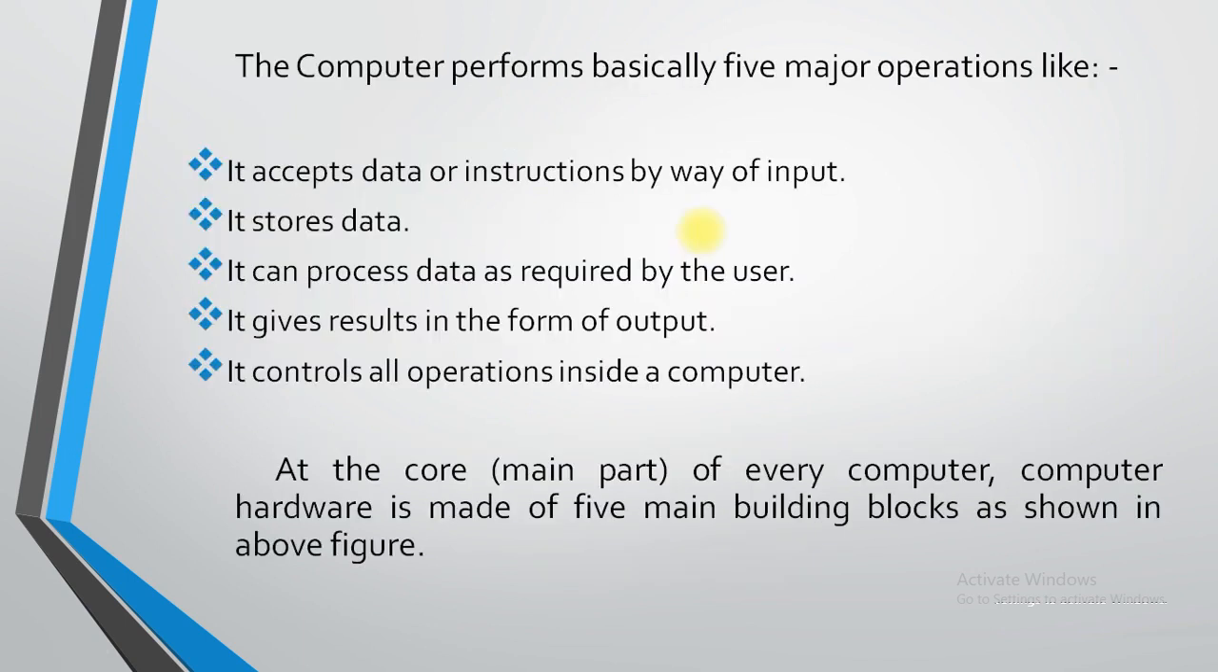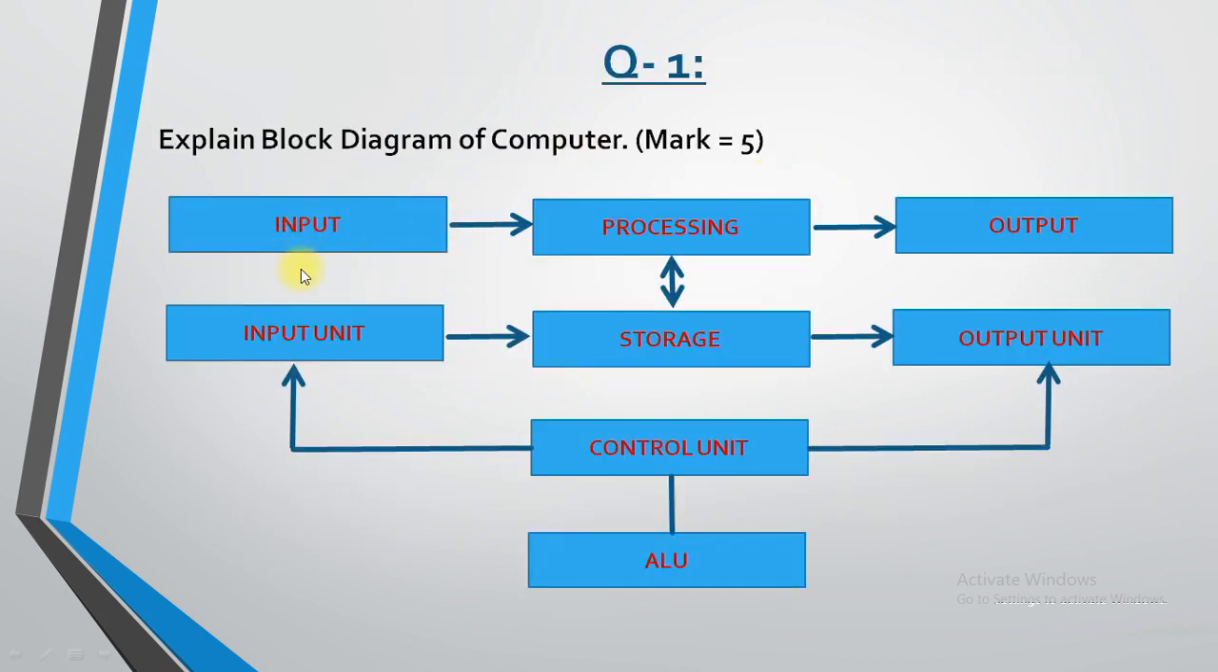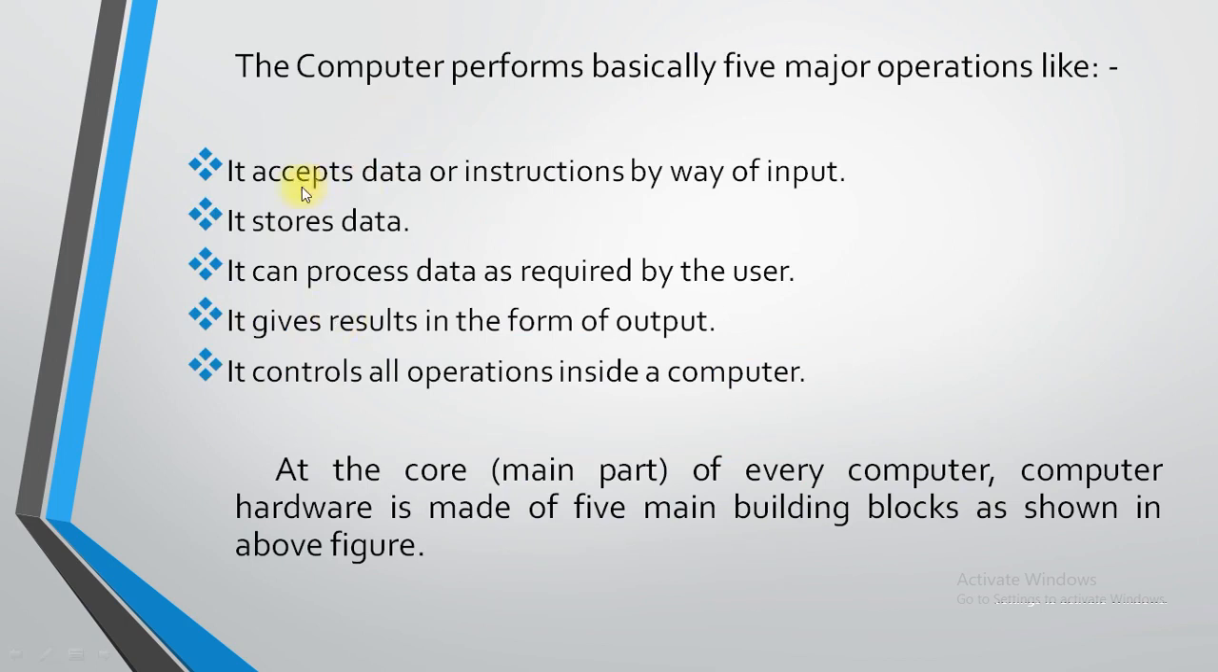Now see, any computer performs basically 5 major operations. Number 1, it accepts data and instruction by way of input. Let me switch to the block diagram. See, over here from the input unit it will give the data. So using input unit, that is the first task of computer, that it accepts data or instruction.